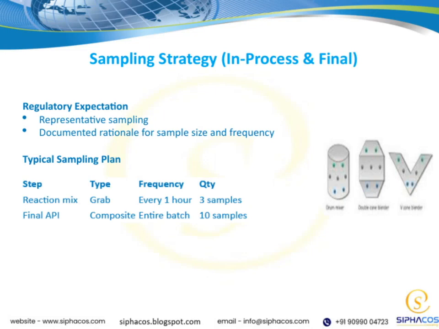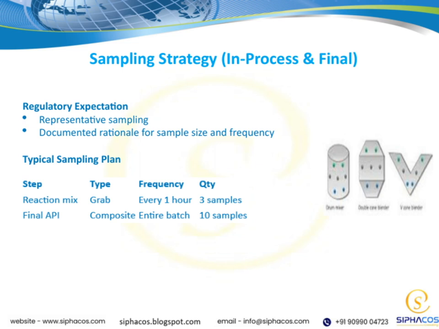Let's talk about sampling strategy, focusing on both in-process and final sampling. Regulatory expectations emphasize the importance of representative sampling, meaning the samples we collect should accurately reflect the entire batch or process. This helps ensure the data we gather is meaningful and supports quality assurance. It's also crucial to have a documented rationale for our sample size and sampling frequency. This documentation shows that our sampling plan is well thought out and justified based on risk, process variability, and regulatory requirements.